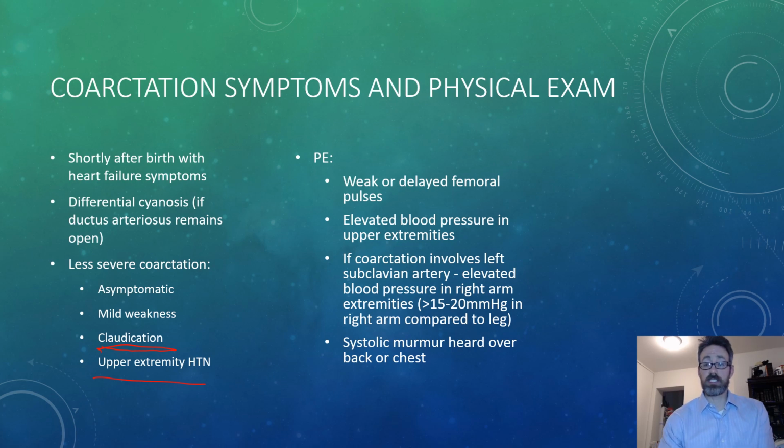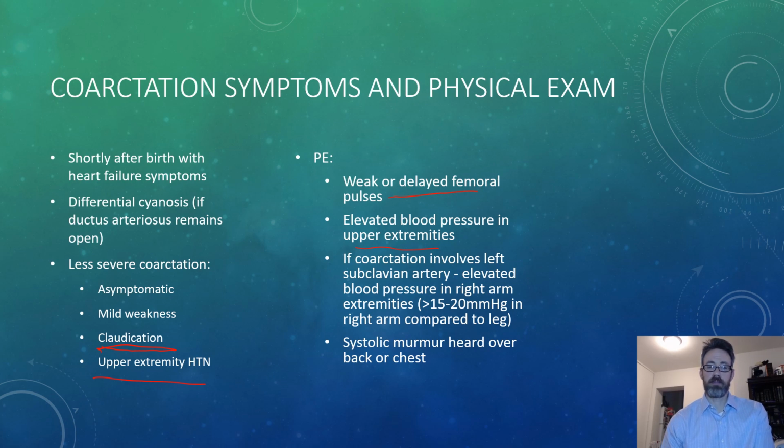And so, a couple of things you're going to see on the physical exam. A weak or delayed femoral pulse. So we check that pulse, and it's delayed, especially compared to the radial pulse or the carotid pulse. Elevated blood pressures in the upper extremities. You may see elevated blood pressure in both the right and left arm, and then low blood pressure in the leg.